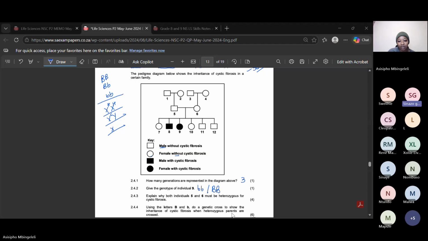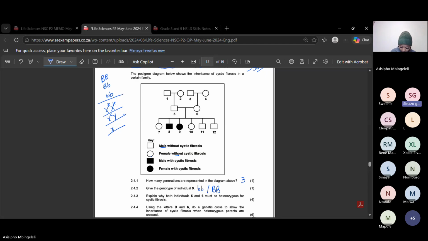No, I said capital letter B and small letter b. Because the parents, both the parents do not have that disorder, the parents being 5 and 6. Yes. Both the parents do not have it. Yeah, they could be. I don't know, because the disorder is recessive.